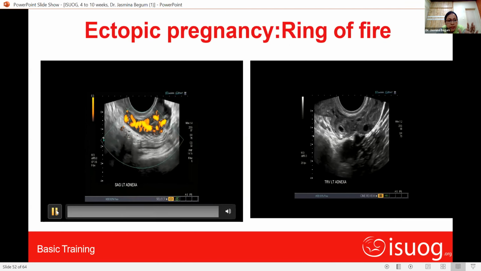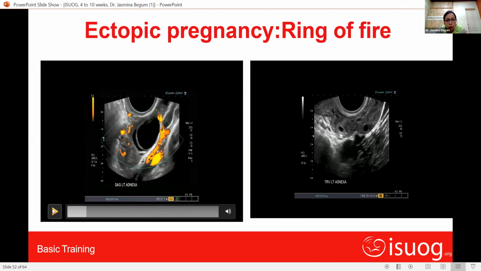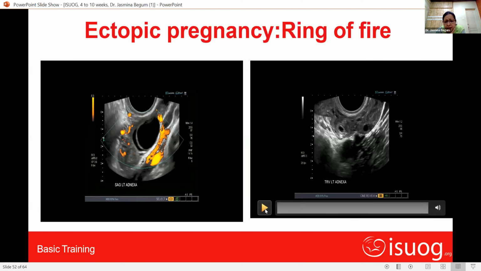Then sometimes there is a lot of confusion. As we know, the most common site is tubal ectopic, but the sac will be very close to the ovary. So it will create confusion whether, though it is extrauterine, it is arising from the ovary or it's a tubal ectopic. So you can do the sliding sign. Just gently move the transvaginal probe and see what is happening.